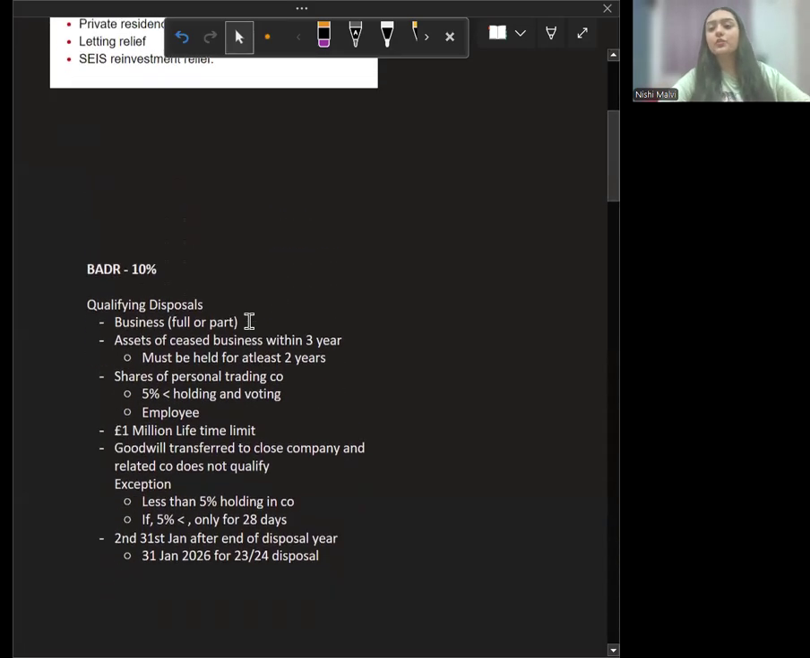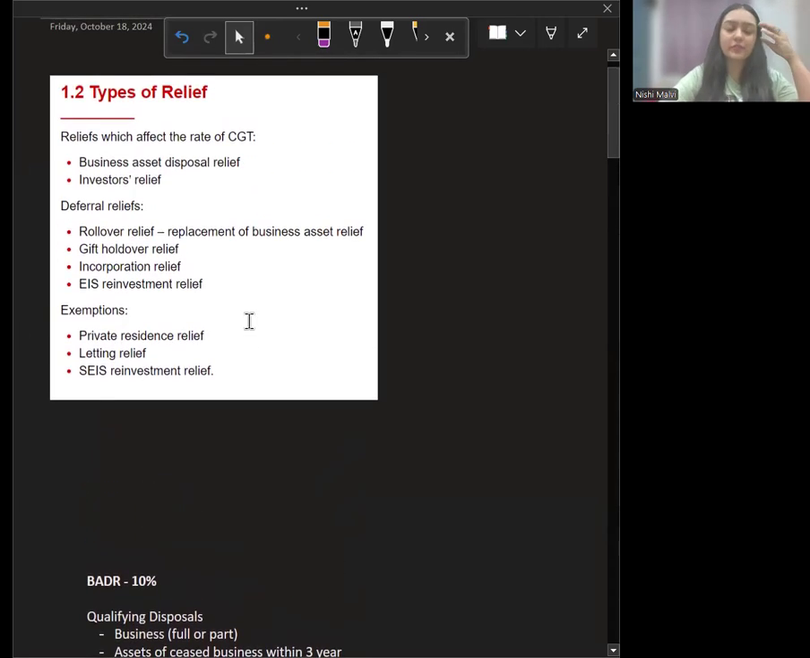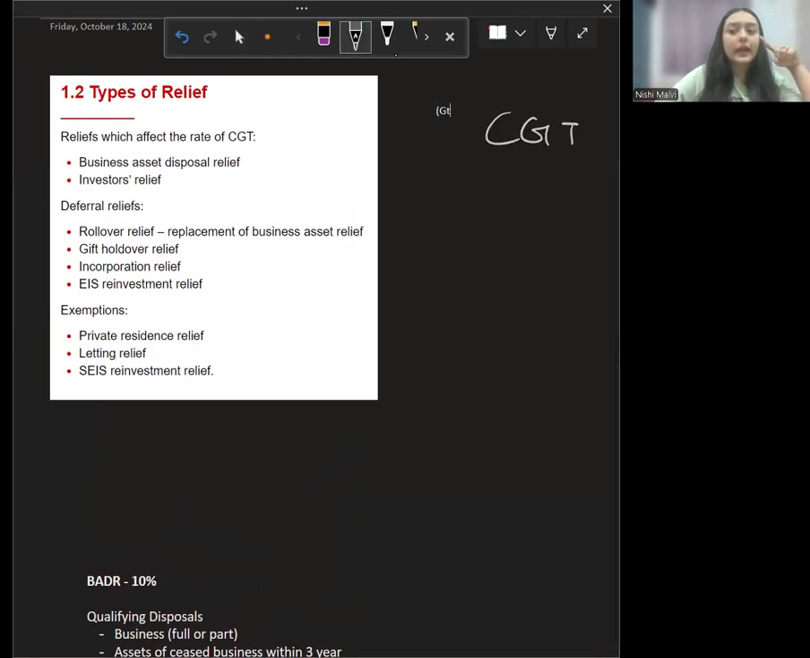First of all, we'll start with discussing business asset disposal relief. Before that, let me give you a brief about how important CGT reliefs are. In ATX, I consider the four main pillars. One is your CGT, and in CGT the most important, difficult part is your reliefs.